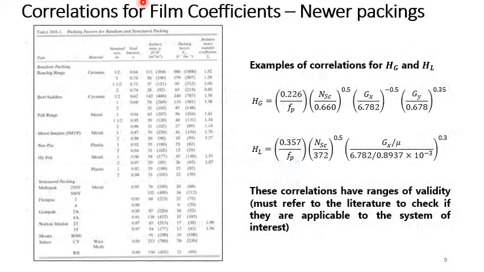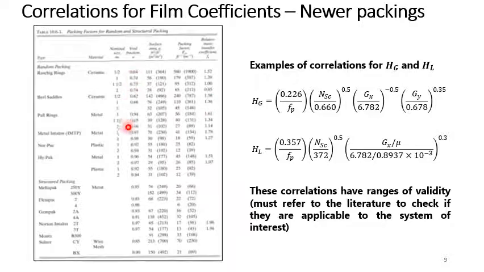Alright, so these are how the correlations look for newer packings. When we say newer packings, we still have these Raschig rings and ball saddles, but maybe for different materials. So now here is a ceramic, and Pall rings, like metal interlocks, No Pack, High Pack, and these are for random packing, and this is for structured packing. So you should know the difference between random packing and structured packing. You can have a look at the values here.